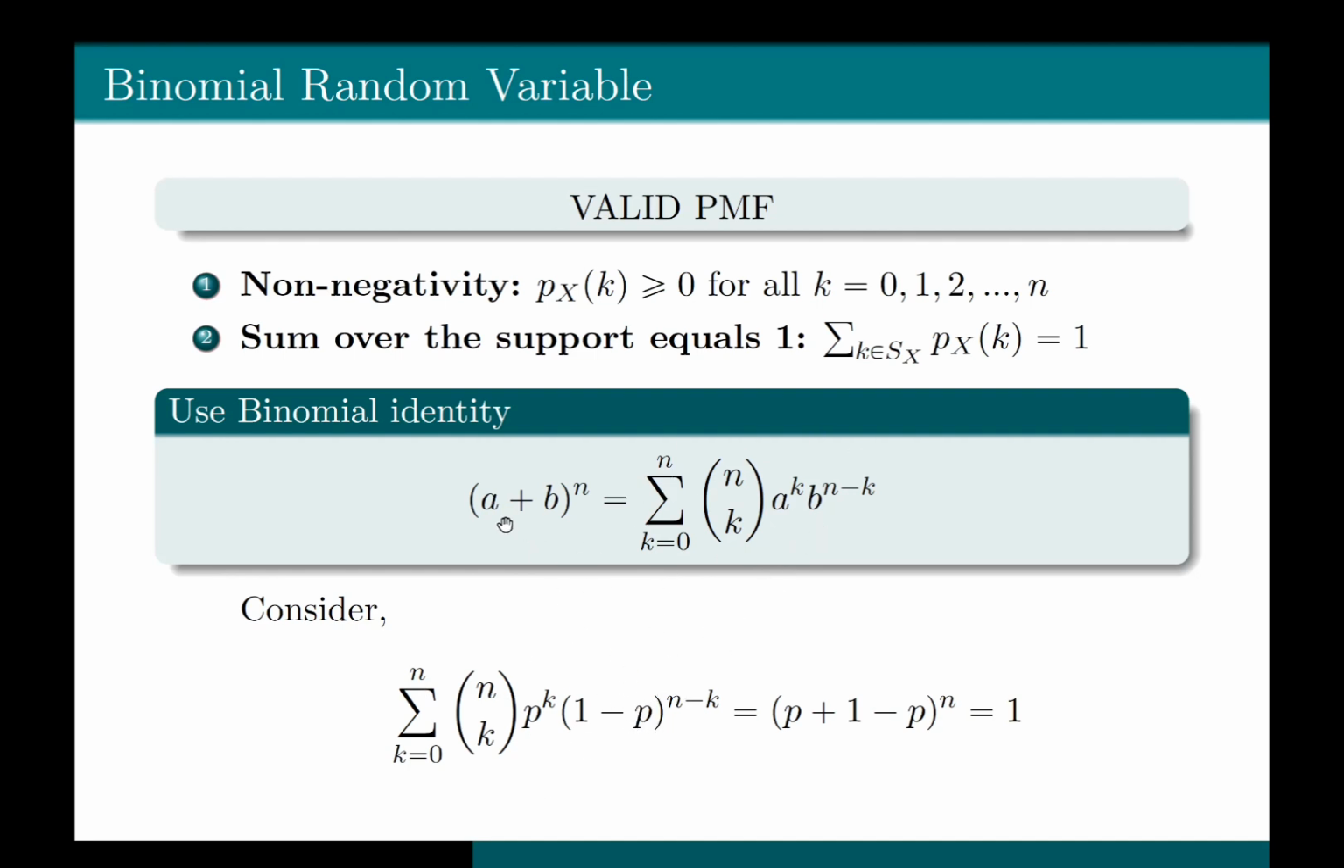So if you treat a as p, b as 1 minus p, then this part will become equal to (a plus b) to the power n. So you get that this expression is equal to (p plus 1 minus p) whole to the power n. And if you simplify it, p and minus p will cancel out and you will get 1 to the power n, which is just equal to 1. And this PMF satisfies both the conditions and we can say that it is a valid PMF.